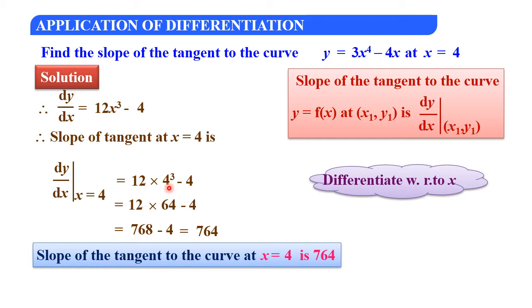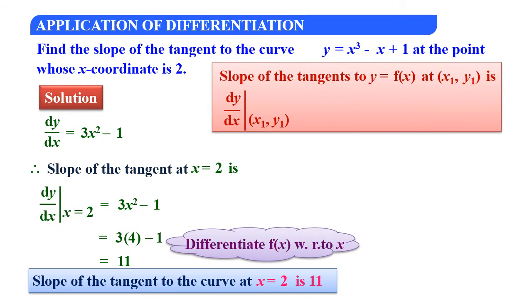Then 12 into 4 to the power cube minus 4. 4 to the power cube is 64. 64 into 12 is 768 minus 4. So the total result of this is 764. This is the slope of the tangent to the curve at x equal to 4, which is 764. This is the answer for this respective question.